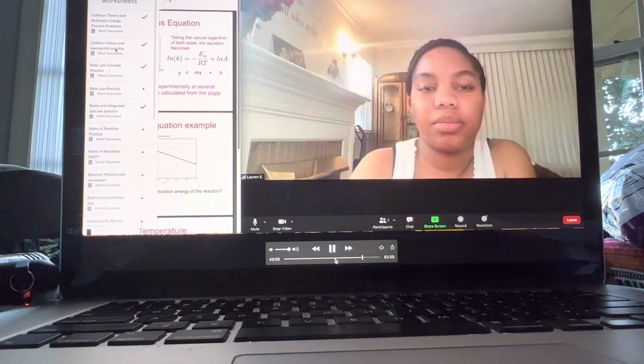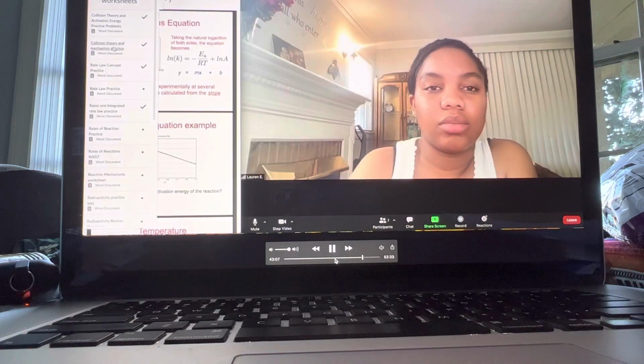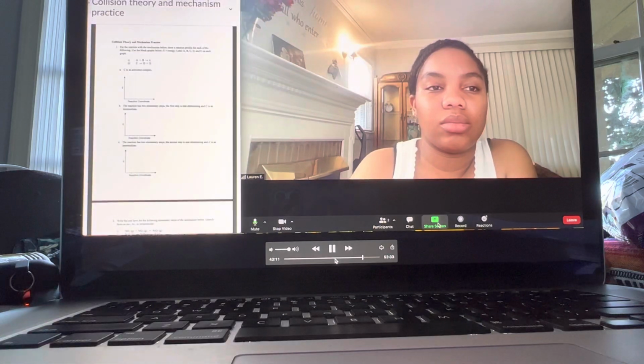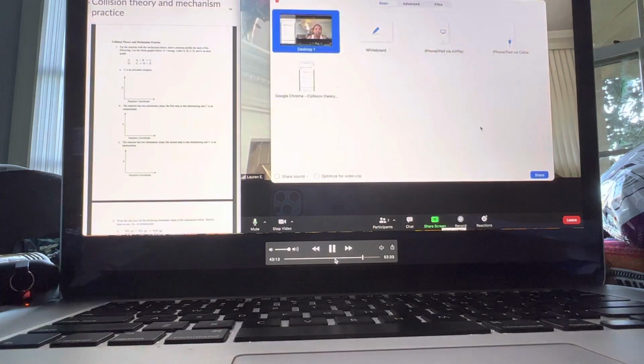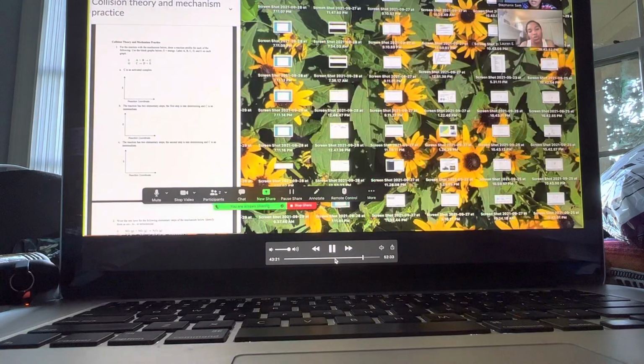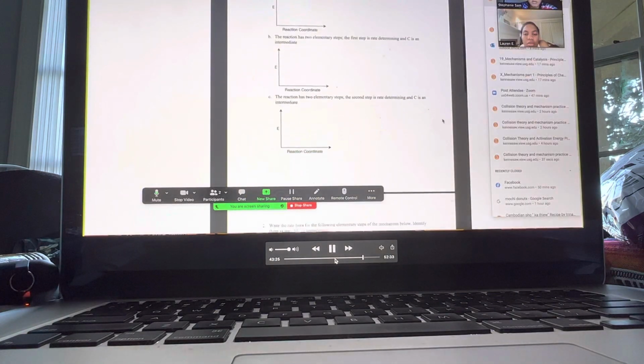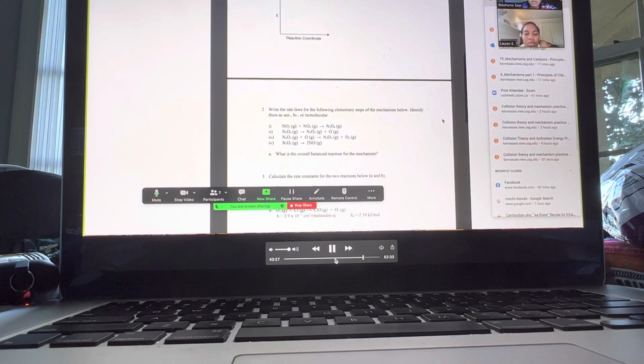Stop sharing. Something like this. Do I just press the green one to share the screen? Do I share screen? Yeah, you can. Should be able to. Oh, there we go. I think I also screenshot some of this too.